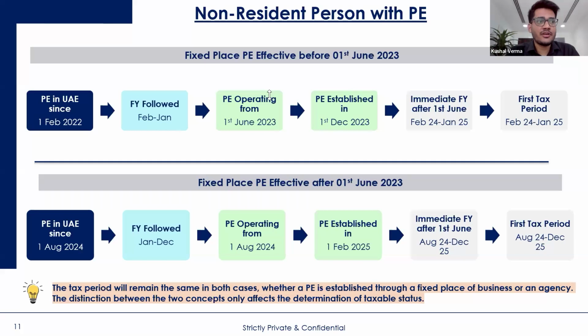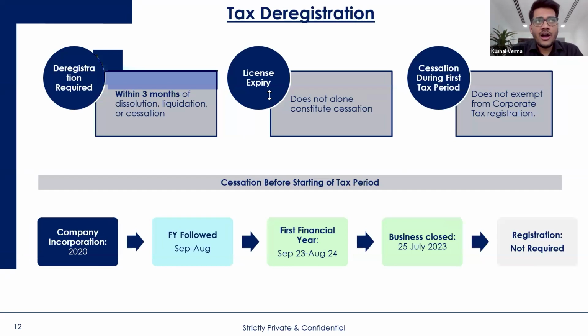As you can see, whether the entity has a fixed place of business or an agency PE, the first tax period will not be affected from this angle. This particular aspect will be checked only in certain cases, when determining when the entity will be considered as having a permanent establishment in UAE. And this was all for the tax periods, from where the entity will have their first tax period.